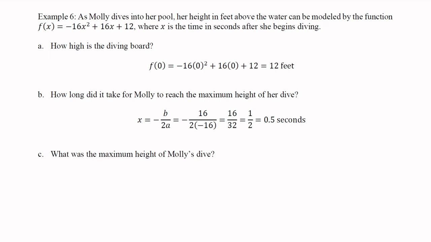What is the maximum height of Molly's dive? Well, here we want the y value of our vertex. So we're going to take our x value, plug it in, use our calculator to find that we have 16 feet as her maximum height. So she sprung off the diving board from 12 feet up to 16 feet, so she got about 4 feet into the air before she started coming back down.